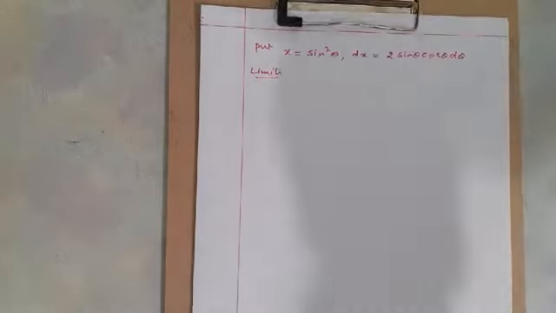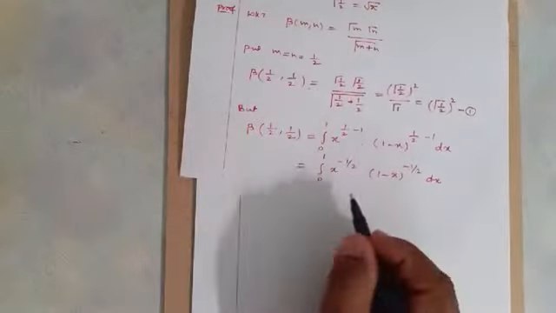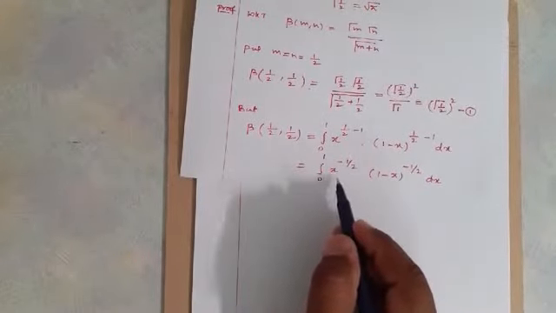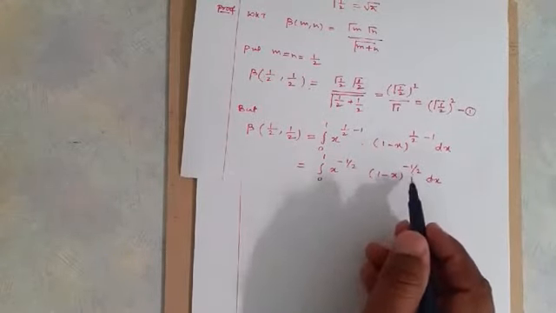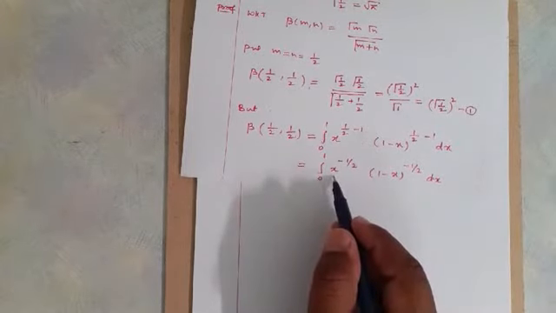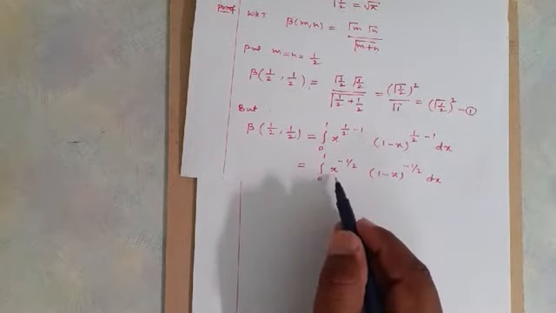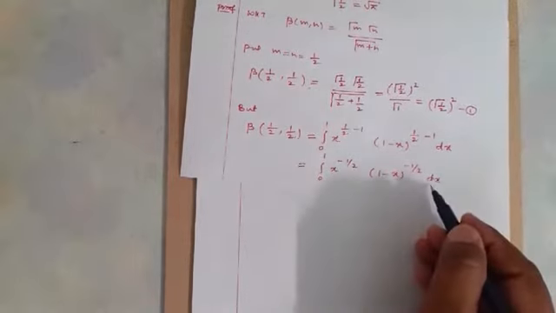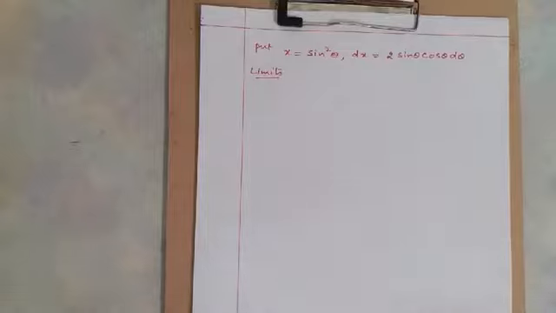Here once I'll show you, we got this one: integral 0 to 1 of x power minus 1 by 2 into 1 minus x power minus 1 by 2 dx. Now we are substituting x as sine square theta. Now dx, when you differentiate, is 2 sine theta cos theta d theta.